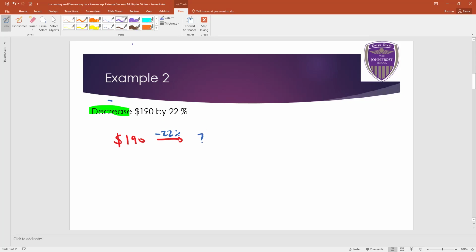Well, just adapt the method. This time, I want all the original amount, but I want to take away 22% because it's going down by 22%. That is 78%. And then 78% divided by 100 to make a decimal is 0.78. So my multiplier here is 0.78. And again, on the calculator, if you do 190 multiplied by 0.78, you get 148.2.